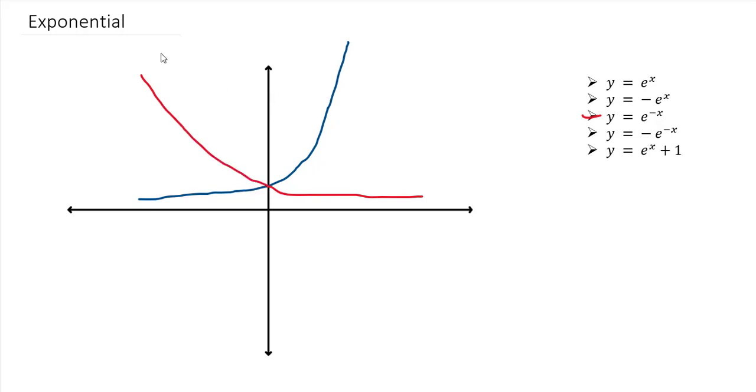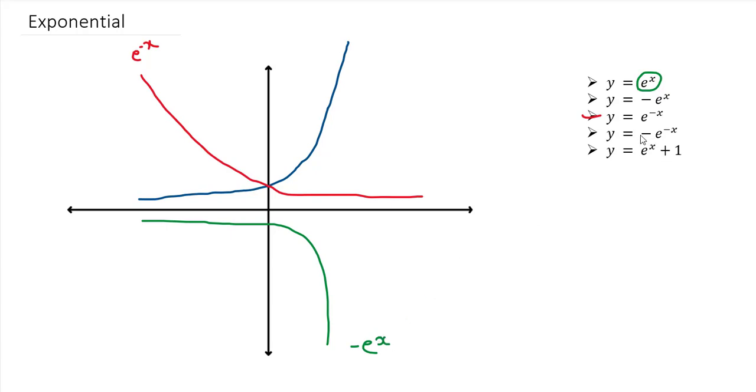This will be your graph for y equal to e raised to minus x. Now what will be the graph for y equal to minus of e raised to x? It will be the mirror image of the graph y equal to e raised to x. So the mirror image of this graph y equal to e raised to x will represent the graph of y equal to minus e raised to x. So it will look like this. So this will be your graph for y equal to minus e raised to x.